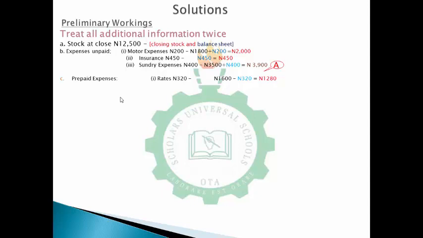So payment in advance, the way it works is because you have not enjoyed that thing, despite the fact that you have paid, you have to take it out from your P or L. Take it out from your P or L, number one. That's the first entry.